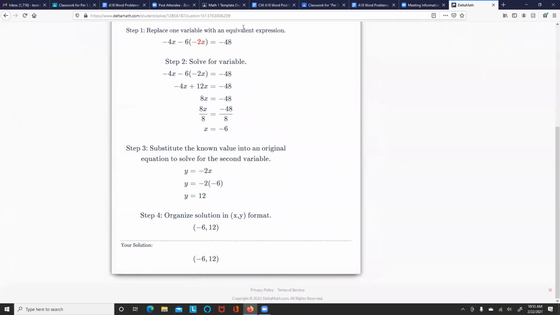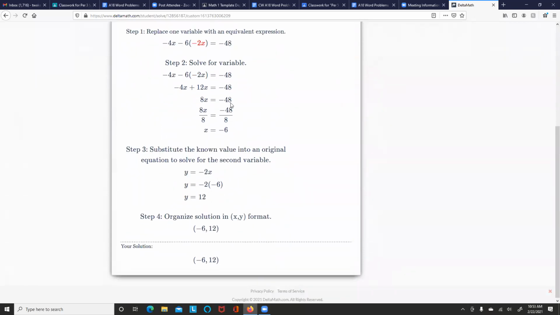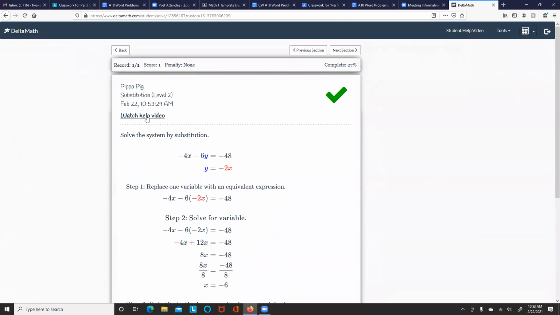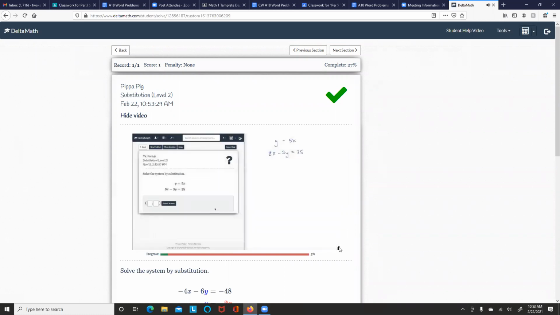Negative 6, 12. And if you do it wrong, there will be work here to show you how to do it correctly. And you want to read that work, right? And you can even watch a help video. Did you guys know that? That you can click on that? And oh, look at this. There's a help video. Can you hear that?